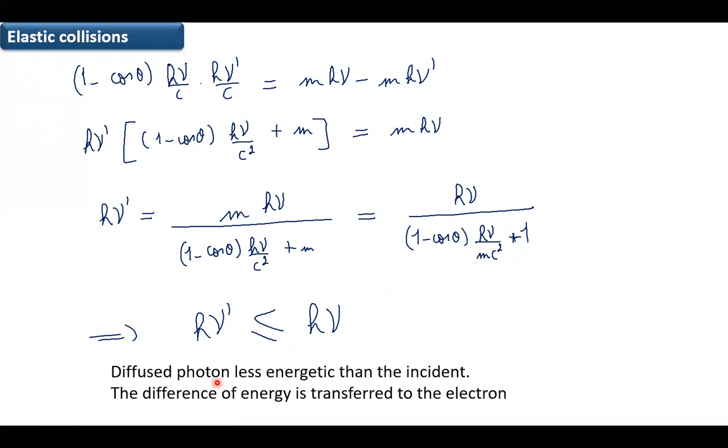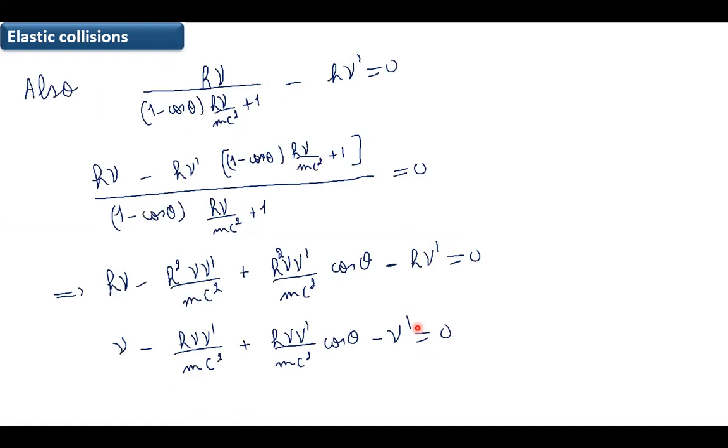So diffused photons have less energy than incident photons, and this difference of energy is obviously transferred to the electron. So it's the electron who is taking this difference of energy. So if we use the same equation, h nu over (1 minus cosine, etc.) minus h nu prime is equal to 0 because these two quantities are equal.